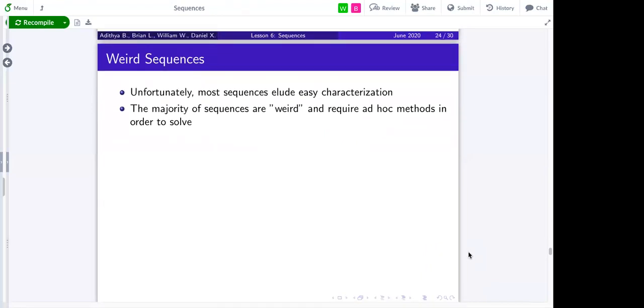Okay, so for our final topic, we're going to be talking about weird sequences. Whereas a lot of the sequences we discussed before had some nice properties, most sequences are strange and elude an easy characterization. So these types of sequences require ad hoc methods or unconventional ways in order to solve them. However, we do have some general tips which can help you solve these weird sequences.